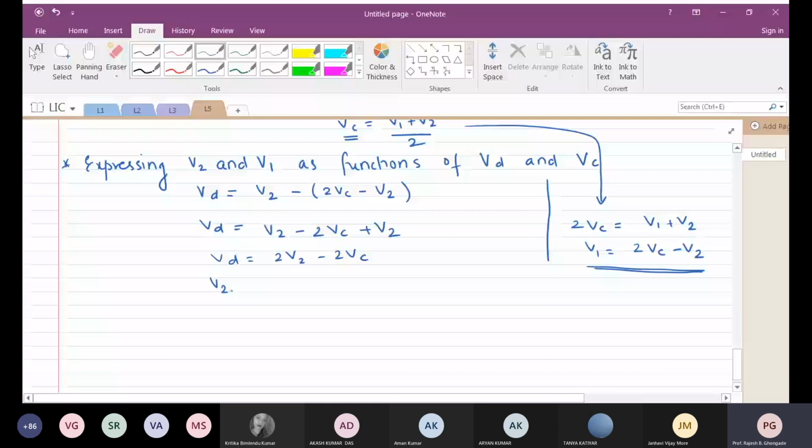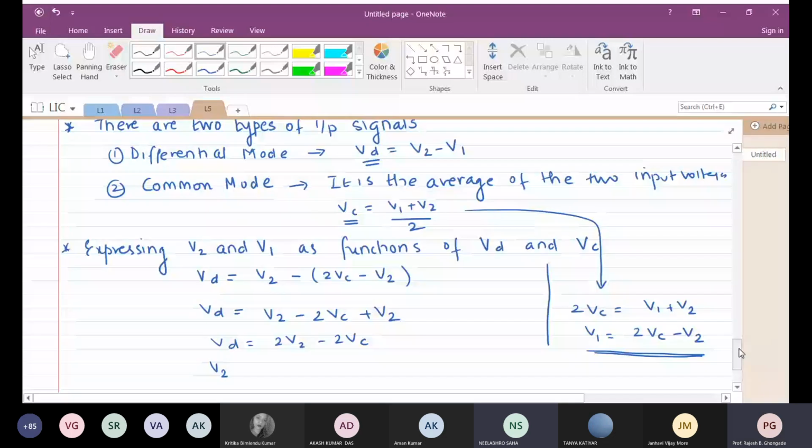Can you repeat the last point, expressing V2 and V1 as functions of VD and VC? Yes. What I am doing is simply finding equations for V2 and V1. For that, I am using these two equations which we have already seen for the differential mode and common mode, and simply substituting. From this, I can get the value of V1, substitute over here, and that is what I am doing right now.